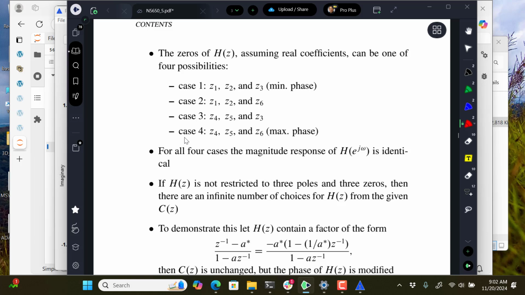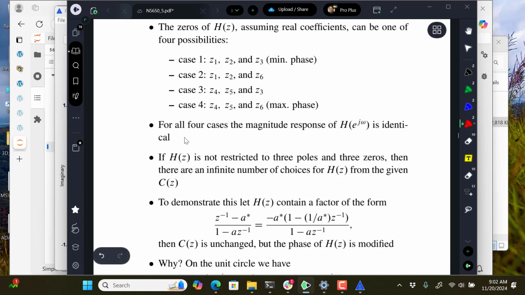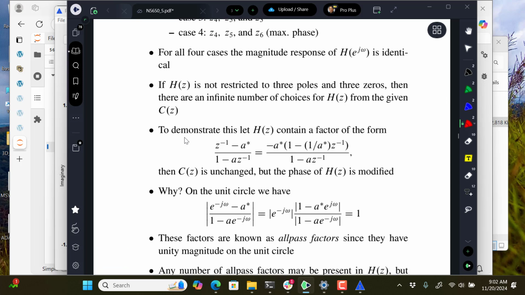Maximum phase takes things to the other extreme, and it says we have to keep all the poles inside, but we'll put all the zeros in the outside locations, and that will create the maximum phase system. And then 2 and 3 are the mixtures of those for this particular situation. The magnitude response does not change, and the phase response does change when we do this arrangement. So we're just looking at other configurations.